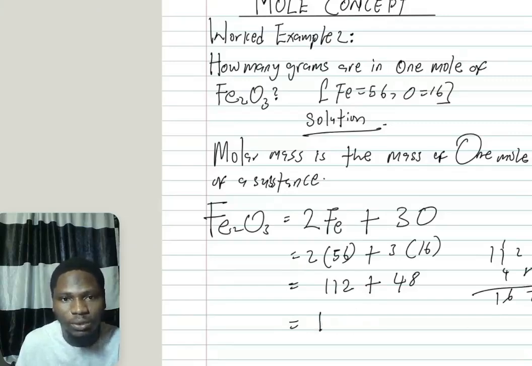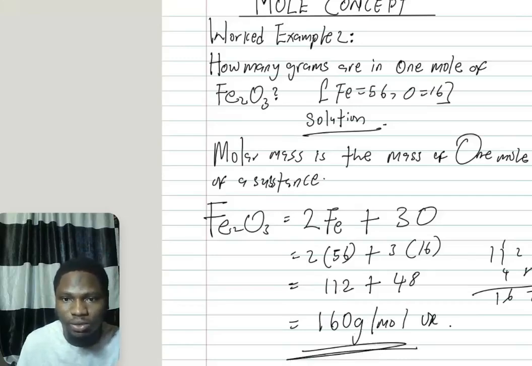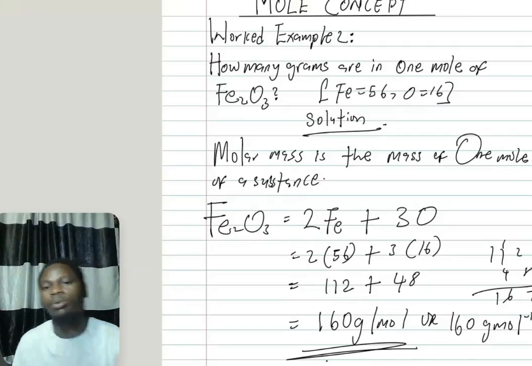So my answer is what? 160. Don't leave the answer this way. Since you are calculating molar mass, put it as gram per mole. Or you can see some people write it this way: 160 gram per mole. No problem, they are the same.